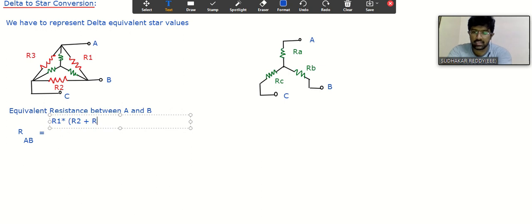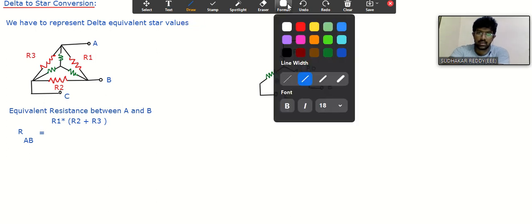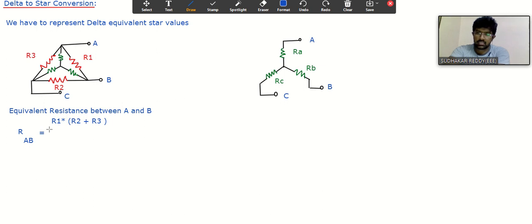Once you understood this, the remaining things are very simple. They are parallel, right? If two resistors are in parallel, the equivalent resistance is R1 R2 by R1 plus R2. Here also the same thing. R1 is in parallel to R2 plus R3. So the equivalent resistance becomes R1 into R2 plus R3 divided by R1 plus R2 plus R3, since R2 and R3 are in series. This is how we can find out the equivalent resistance between the points A and B.